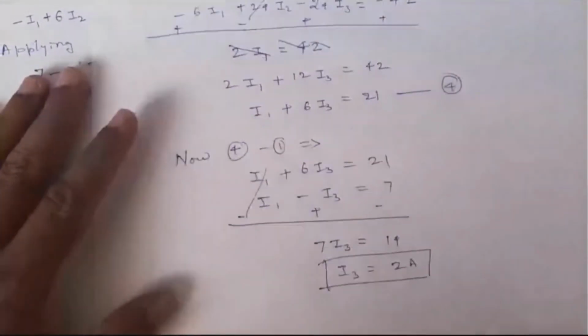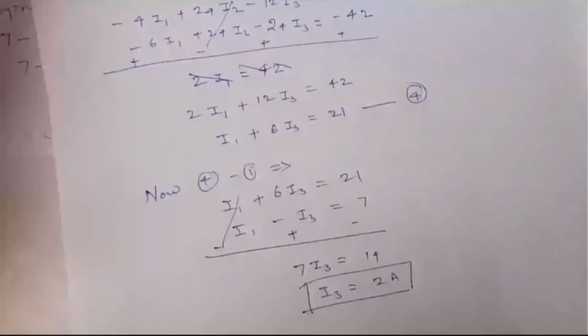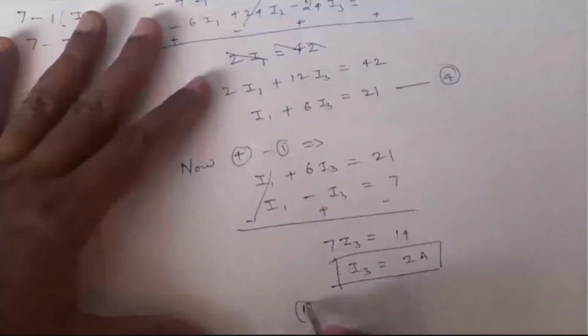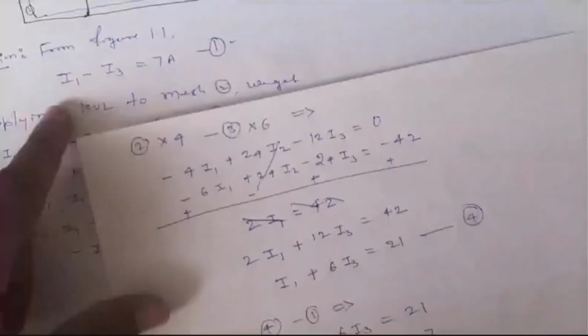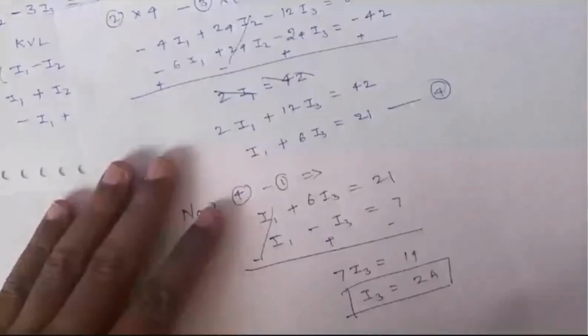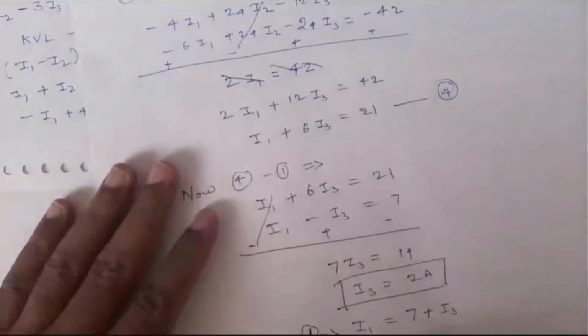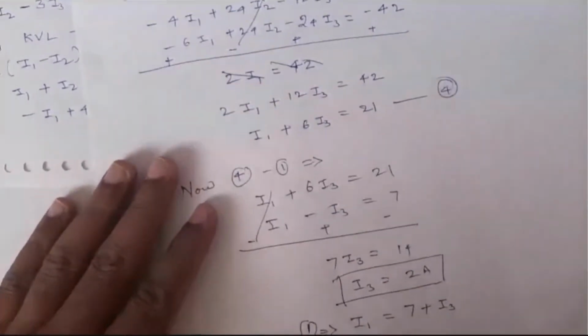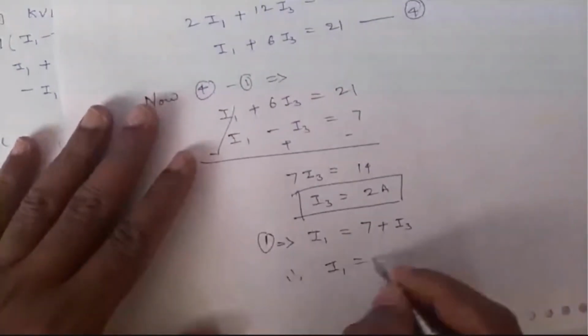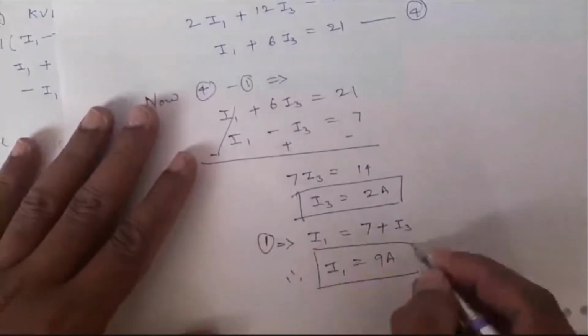So now from equation 1, what is equation 1? I1 minus I3 is equal to 7. From that you can find I1. I1 is equal to 7 plus I3. Therefore, I1 is equal to 9 ampere. You found another mesh current.